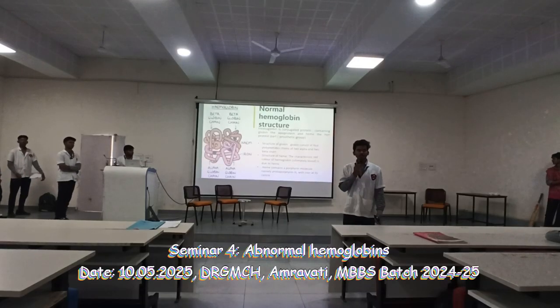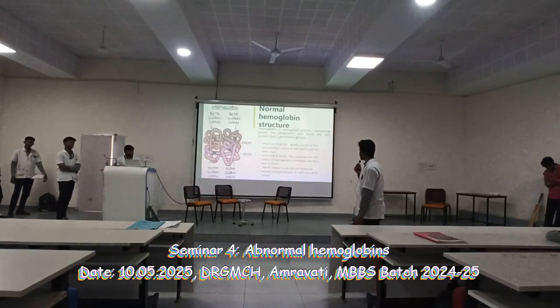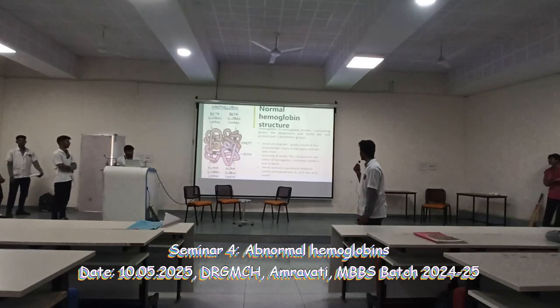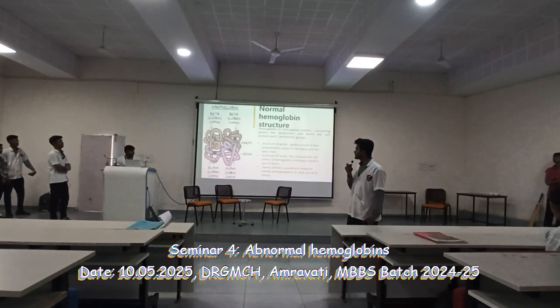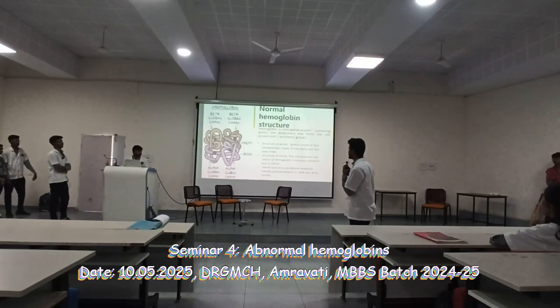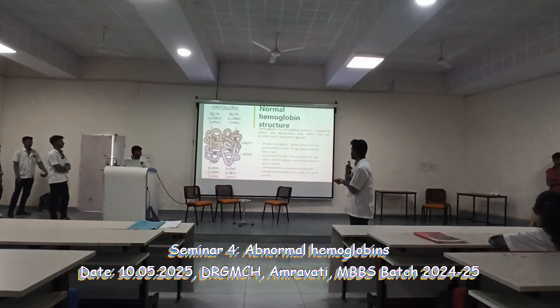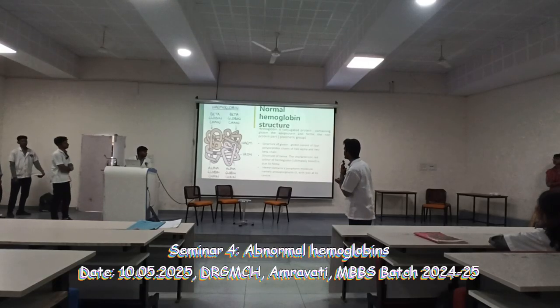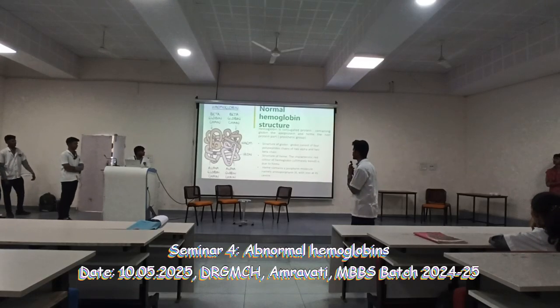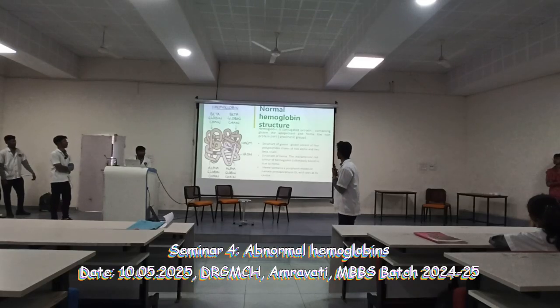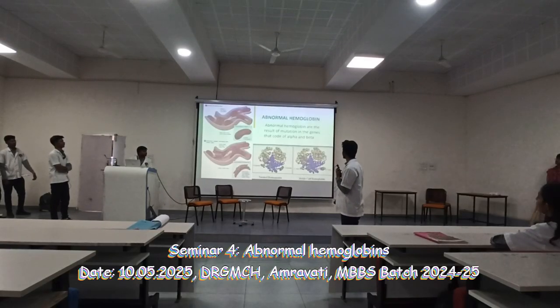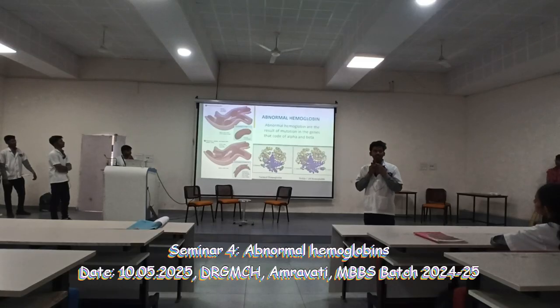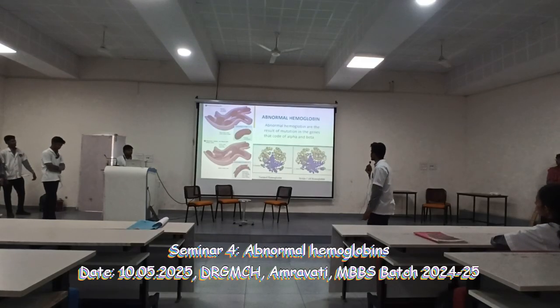The characteristic red color of hemoglobin, and ultimately of blood, is due to the heme present in the hemoglobin. The heme consists of a porphyrin molecule, namely protoporphyrin 9, with iron at its center. As we can see, this red colored structure in the center of each globin chain is iron. Now we have seen the normal hemoglobin. Let us understand the abnormalities.